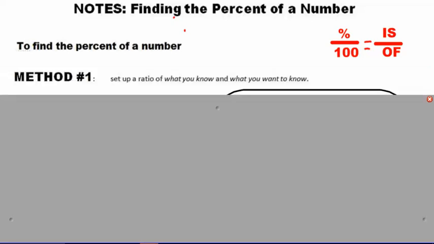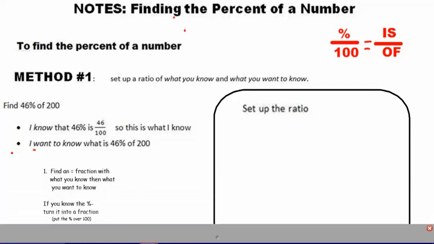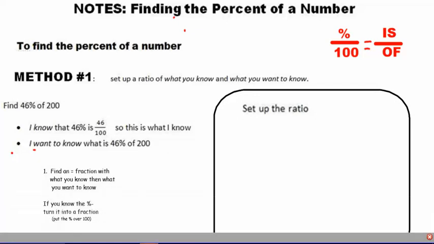The first way is to set up a ratio. So we've been working with ratios, so you should not have a problem with this. So you're going to set up a ratio of what you know and then what you want to know. All right, so let's just do an example because I think it'll make it much easier if you have an example. So here's my example here. This is on your paper.